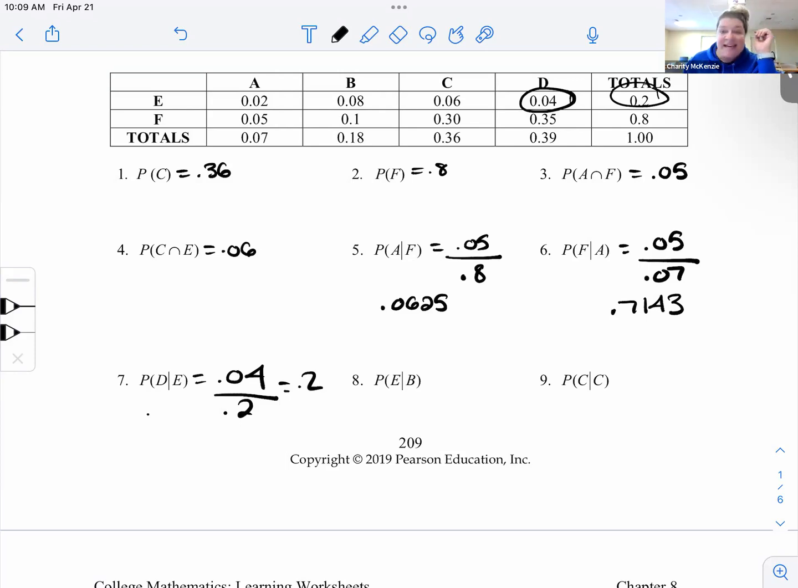All right, so E given B. So where is E and B? E and B intersect here, and then the total of B for that one. So that would be our intersect at 0.08, and 0.18 is the denominator. So 0.08 divided by 0.18, I get 0.444 repeating forever.